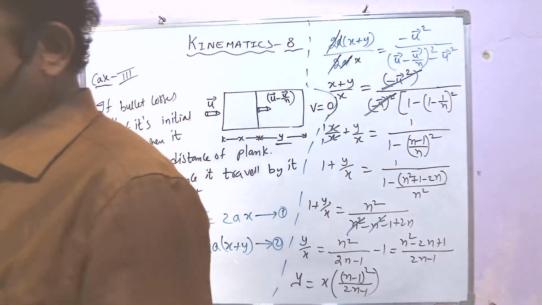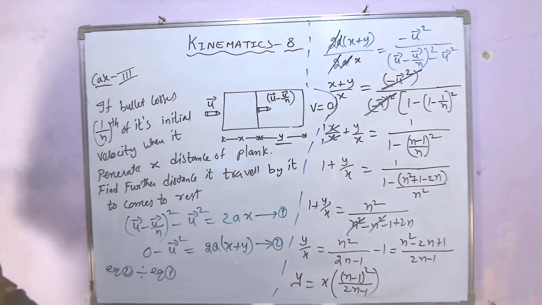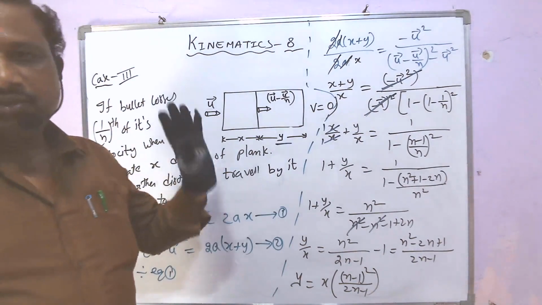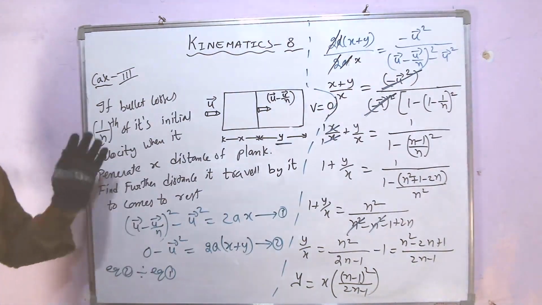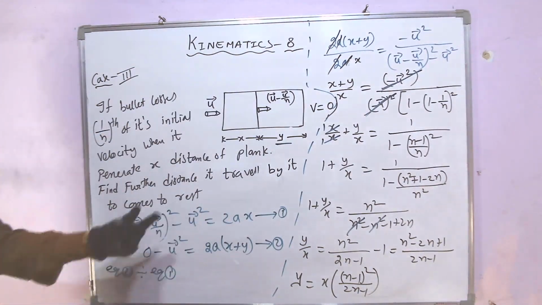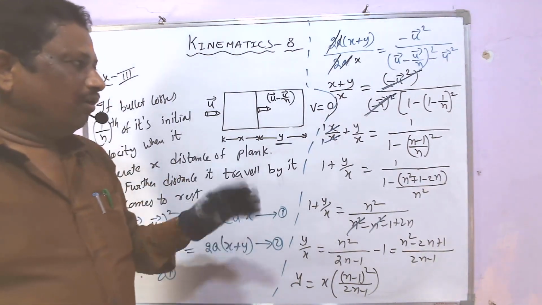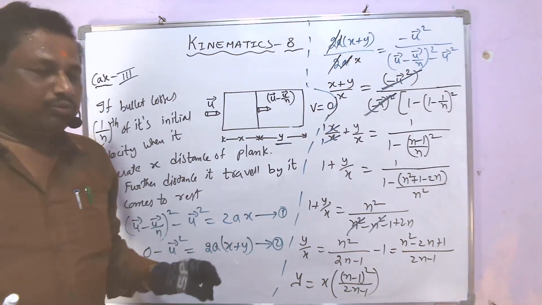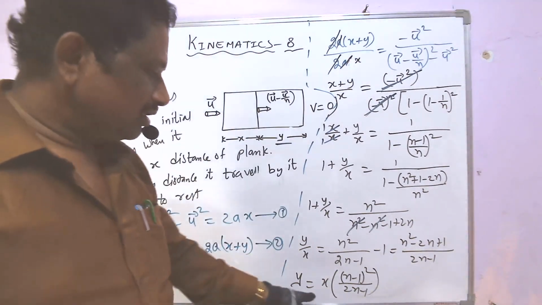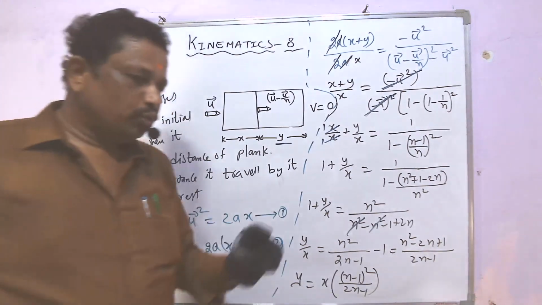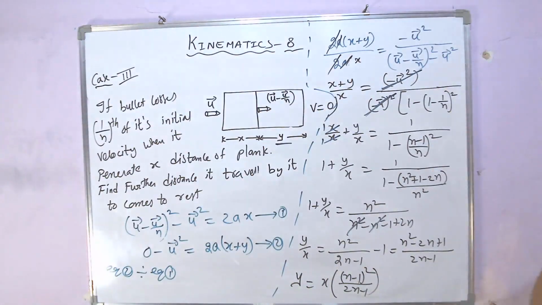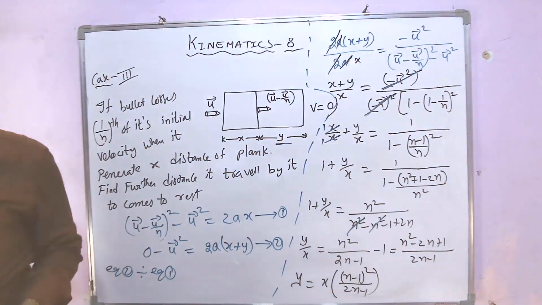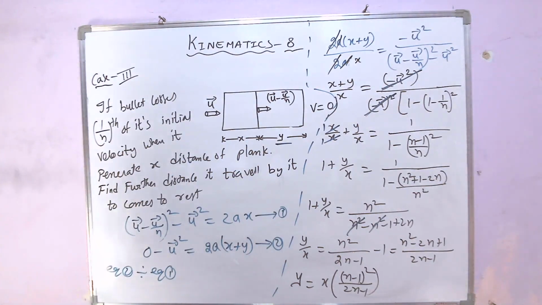So a bullet penetrates x distance, losing 1 by nth of its initial velocity as it passes through the x distance. Then how much distance is to be traveled in a single block to make its velocity 0? That is x into (n minus 1) whole square by 2n minus 1, the required result in terms of n and x. Okay. Next, the same thing we will consider for the second case. Note down this one.